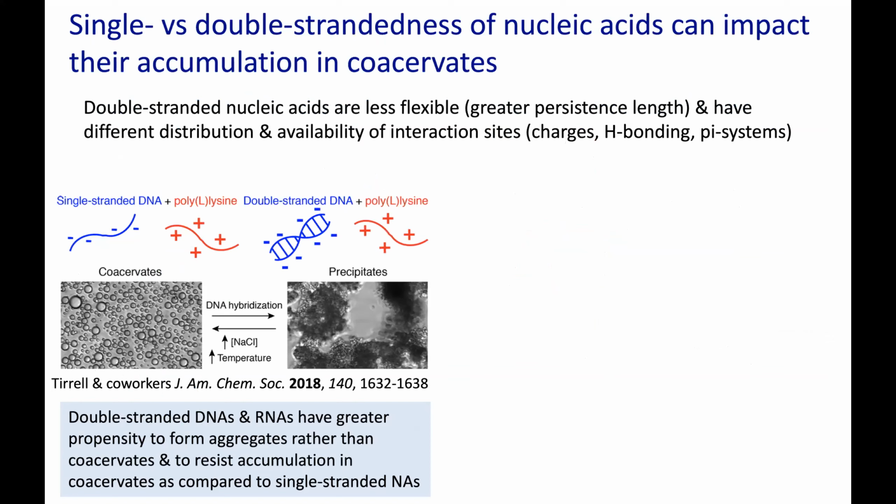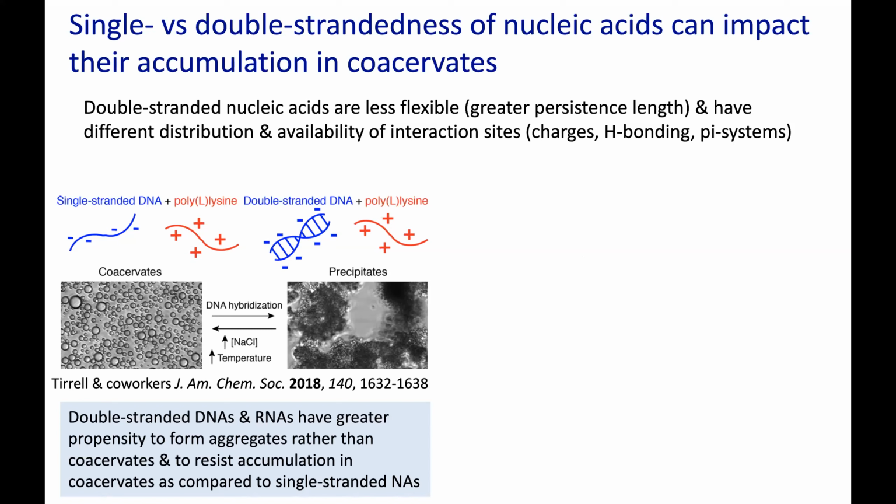Something that may not be obvious that I want to point out about coacervates is that they can discriminate between molecules that seem similar, like single-stranded and double-stranded RNA, or single-stranded and double-stranded DNA. This is an example from literature with single-stranded versus double-stranded DNA, where the single-stranded forms formed liquid coacervates, but when you had hybridized double-stranded DNA, they formed instead precipitates.